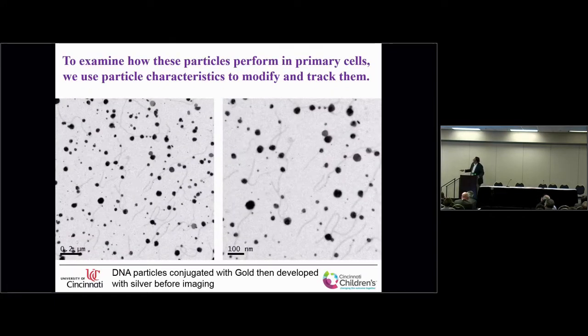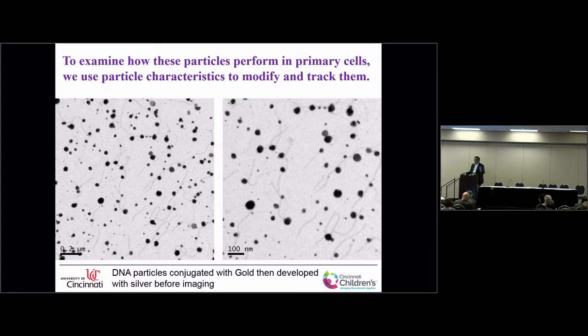The particles look like this on EM. So these are actually tagged particles, so they have gold tags on them, which is what you see here in very dark contrast. These gold tags are then developed with silver, so you can actually see the particles once you put them in cells or in vivo. So we do this because it becomes really difficult to see these particles here, which are the rod-like hairs that you see here. That's our particles. That's what our particles look like.